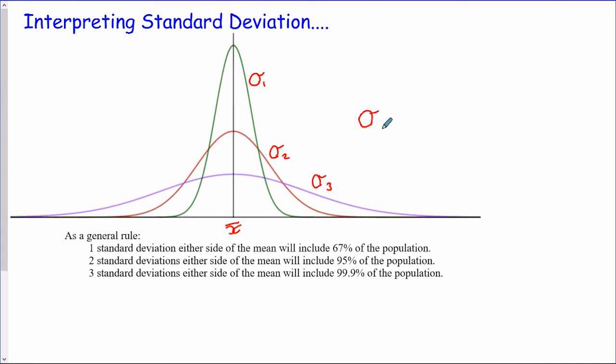sigma 1 is actually the smallest standard deviation. The data is the least spread away from the mean. Sigma 2, the next smallest standard deviation, and sigma 3, the biggest standard deviation. The data is more spread out, right? So as a general rule, if one goes one standard deviation either side of the mean, we include 67% of the data. If we go two standard deviations, we include 95% of the data. And if we go three standard deviations, we include just short of 100% of the data. These numbers are worth remembering.